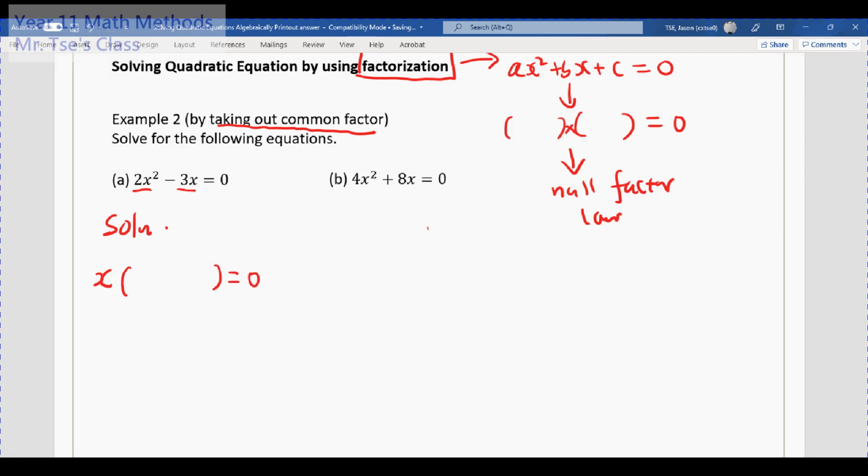And what would be the things left behind? First of all, you keep the minus sign in the middle. And for 2x squared, you take 1x out, so that means there should be only 2x left, right? How about 3x? x is gone, so that should be 3. So that's what we call factorization. Right now, you have two factors. Then you can use the null factor law.